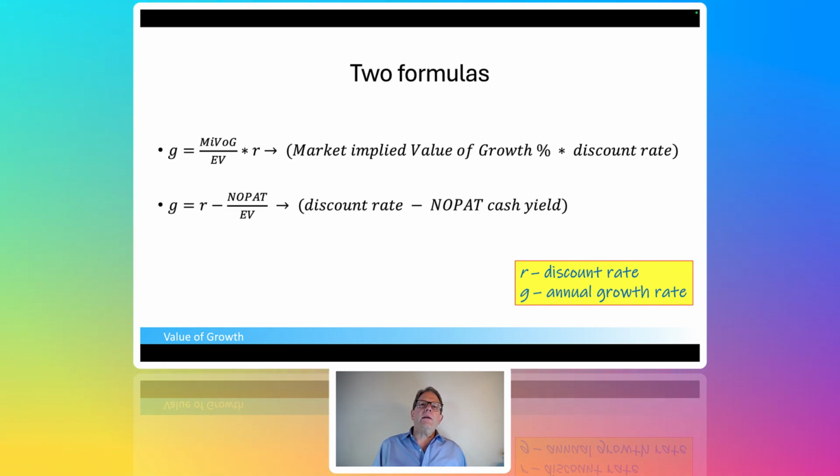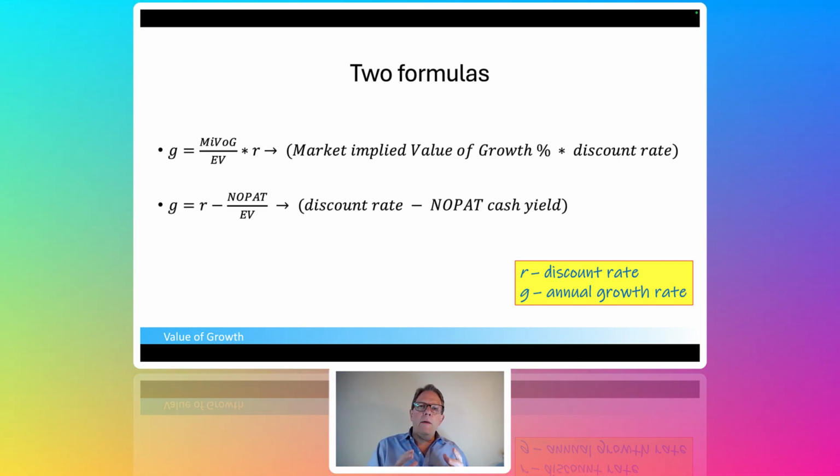The other way you can calculate it, and get the exact same answer, is you can take your discount rate and subtract off your NOPAT cash yield. That's NOPAT divided by enterprise value. So if you bought any company at its enterprise value, and you could pay yourself that NOPAT every year, that would be a NOPAT cash yield. If you take the discount rate and subtract off your NOPAT cash yield, that's your long-term NOPAT growth rate. So both formulas work.